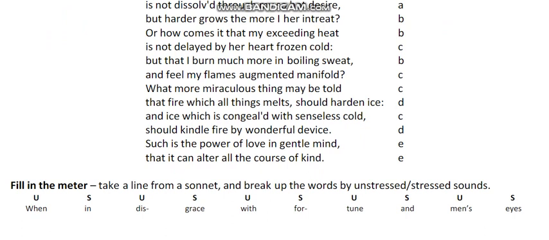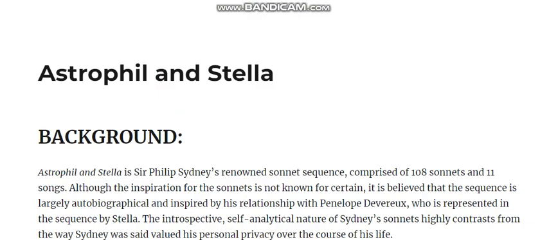So this is the detail of the sonnet, its basic characteristics, and what types of sonnets are out there. And let's get into Astrophil and Stella. So let's start with Astrophil and Stella, and we will discuss the background.